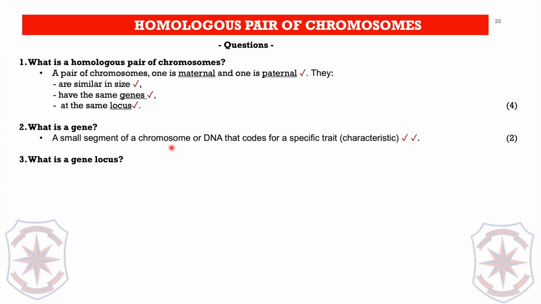Okay, guys? And now what is a locus? A locus is a specific location where DNA is found on a chromosome. So a locus is a specific location or position on a chromosome where a gene is found. Okay.